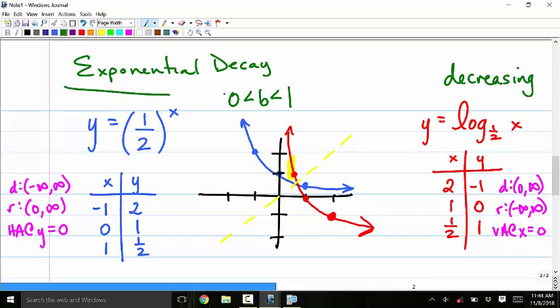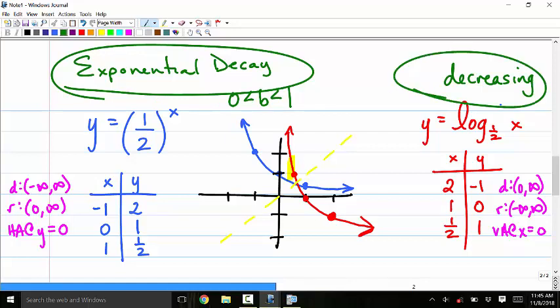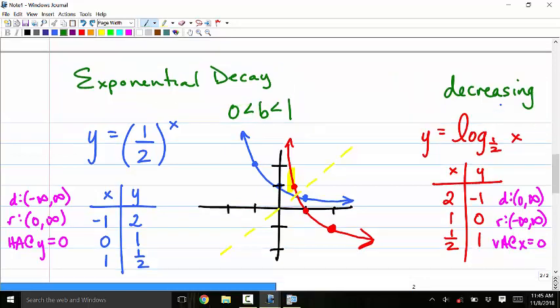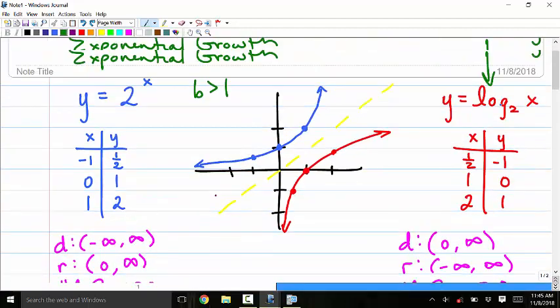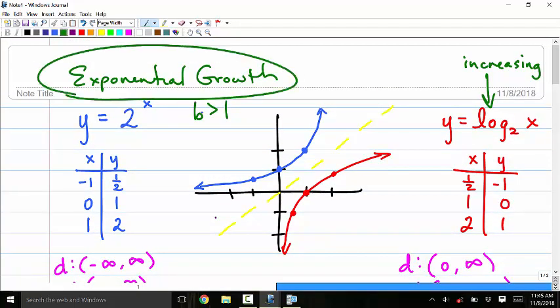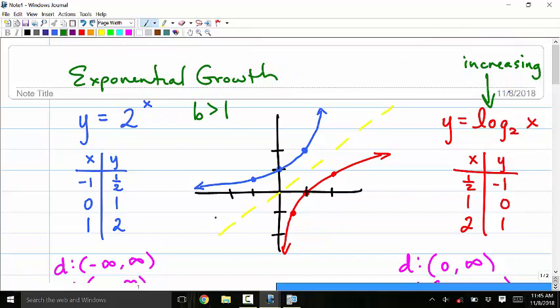If you have an exponential decay, the inverse, the logarithmic function, is going to be decreasing. If you have exponential growth, the inverse, the logarithmic, is always going to be increasing. It's a lot of information, right?